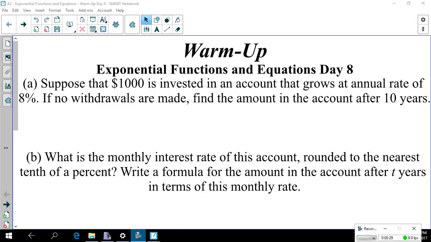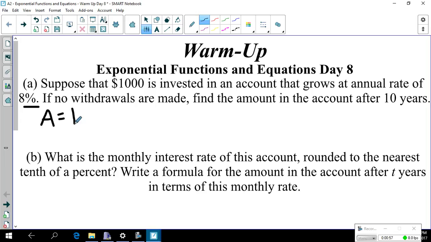So, Part A says, suppose that $1,000 is invested in an account that grows at an annual rate of 8%. If no withdrawals are made, find the amount in the account after 10 years. Okay, so there's no words like compounded or anything like that in here. So if it's just growing by a constant percentage rate, then we're using the formula A equals P times (1 plus or minus R) to the T.